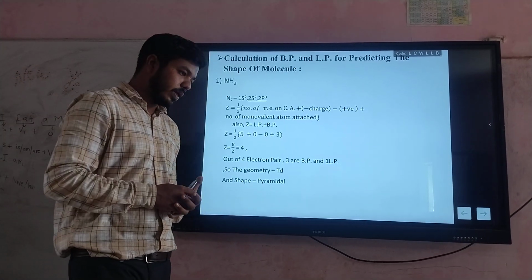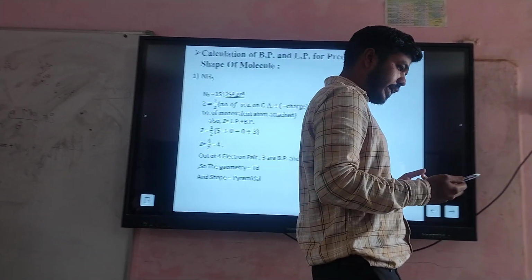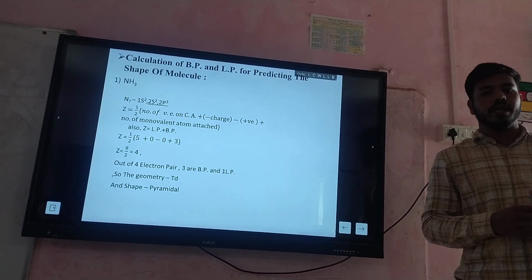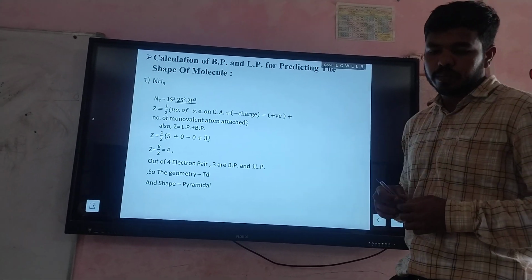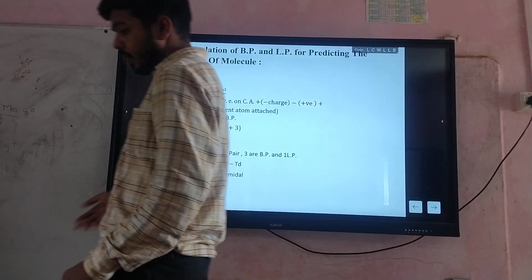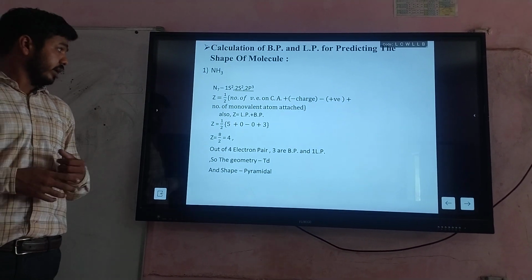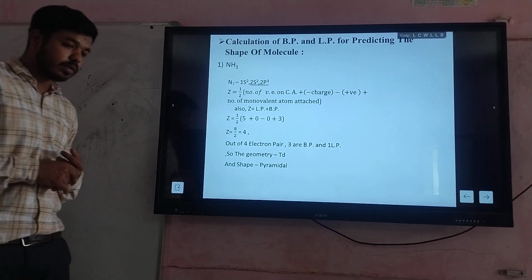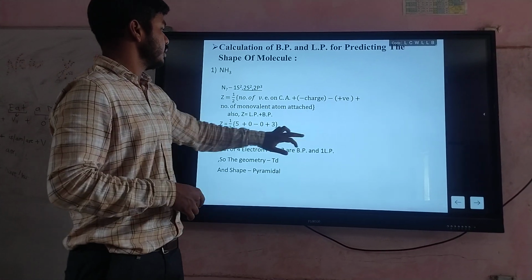So due to the value of steric number Z being equal to 4, the molecule shows tetrahedral geometry and the shape of the molecule is pyramidal. So in this way we can calculate the number of electron pairs on the central atom and predict the shape of the molecule.